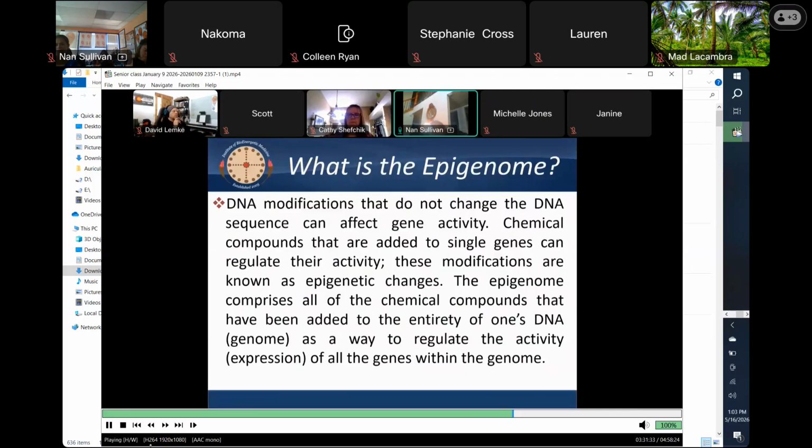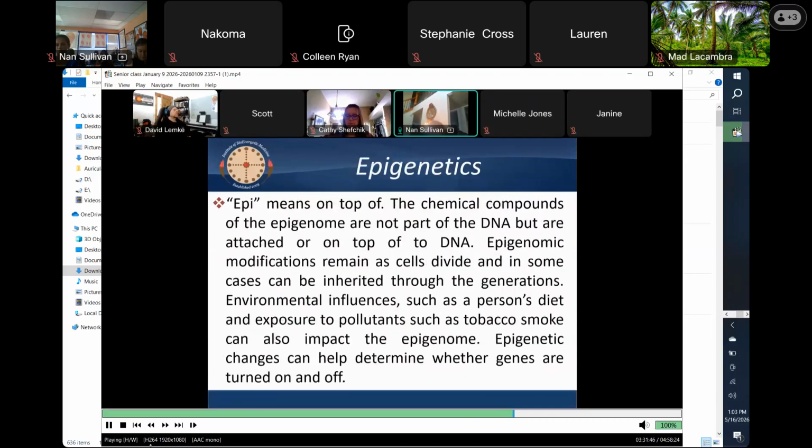If you turn back on the cellular regulation system, it tells the cancer to die, to commit apoptosis or suicide. Epi, therefore, means on top of. The chemical compounds of the epigenome are not part of the DNA, but are attached or on top of the DNA. Epigenetic modifications remain as cells divide, and in some cases can be inherited through the generations.